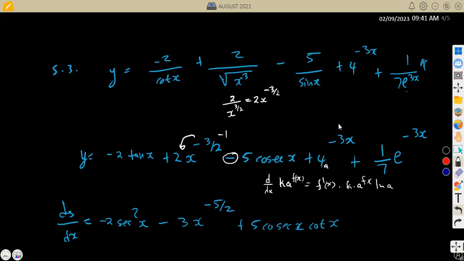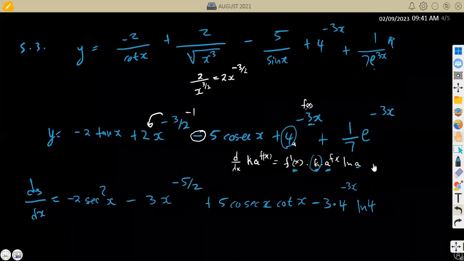So this is our a, and this is your f of x. You need to find the first derivative with respect to x on our f of x. The derivative of negative 3x is negative 3, multiplied by k, which is a constant, and the constant here is 1, so there's nothing to write. A to the exponent of f of x, we remain with 4 as it was, to the exponent of 3x. Ln of a, where a is the base, in this case 4, so it's ln of 4. That's the derivative that you're going to obtain.